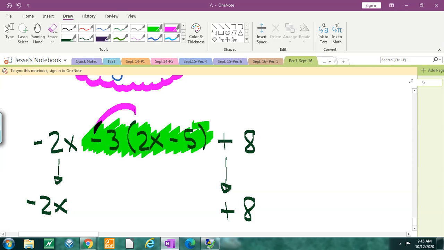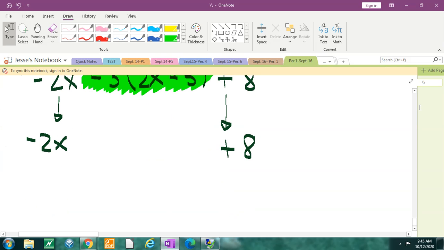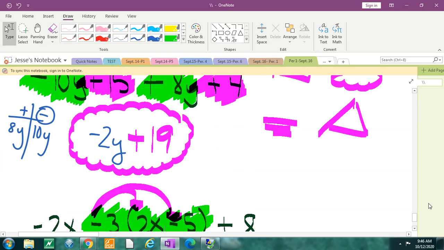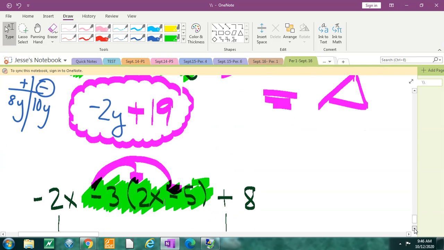So negative times a positive. Okay, and then this one, negative times the negative. So what are you going to get in the first one? What should I get? Justin, what did you get for the first multiplication part? Justin? Oh, you disappeared? Okay. Davin, what'd you get?